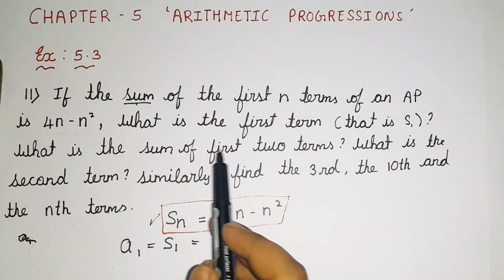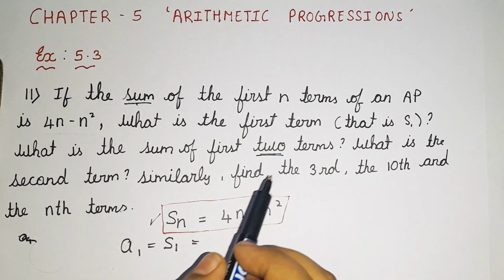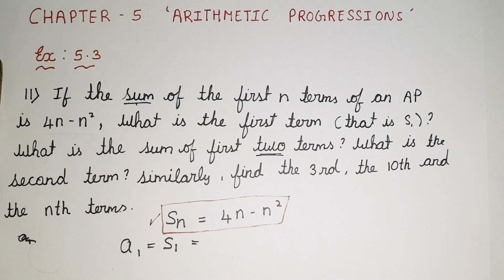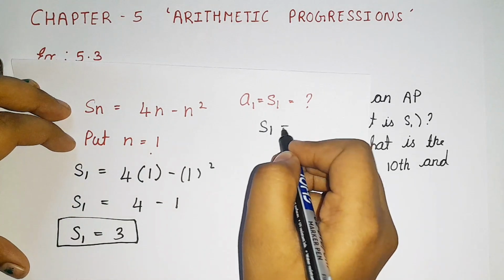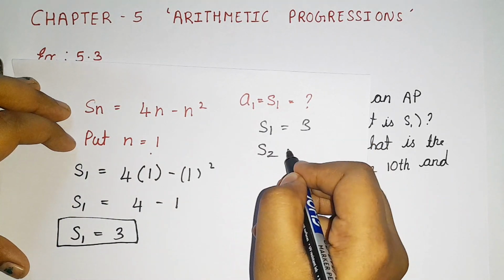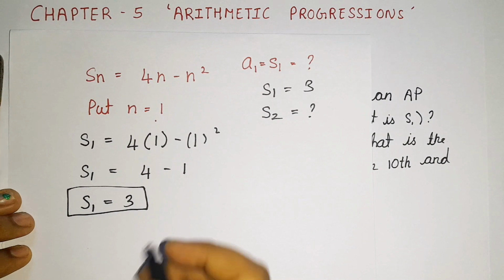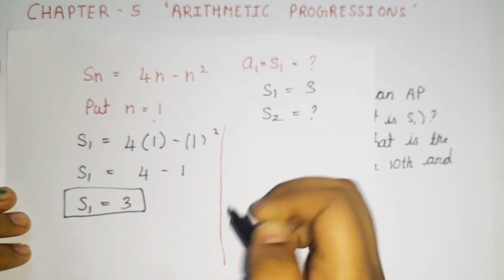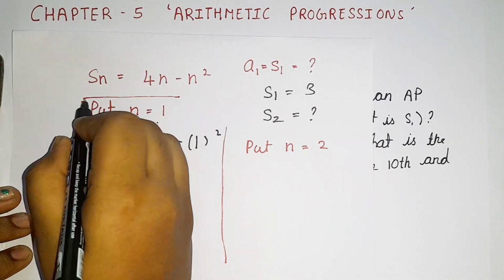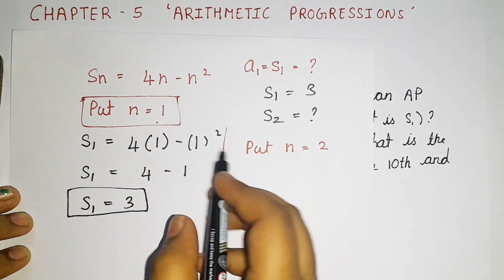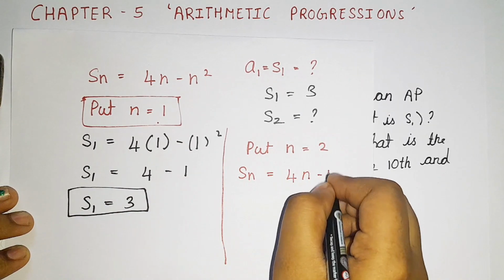What is the sum of first two terms? Now we are supposed to find the sum of first two terms, that means we are supposed to find S2. We know S1 is equal to 3. How to find S2? That is the question. This is also easy. Once again, I am going to put n is equal to 2, like how I put n is equal to 1, in this equation: Sn is equal to 4n minus n square.